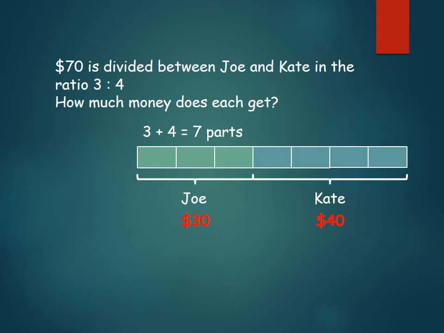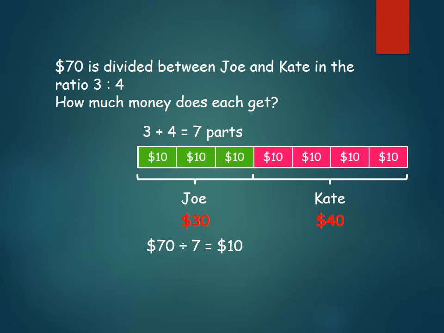After we find the number of parts, we will divide the amount by the number of parts. 70 divided by 7 equals 10. Joy will take 3 parts. So 10 plus 10 plus 10 equals $30. So Joy will get $30, while Kate will get $40.